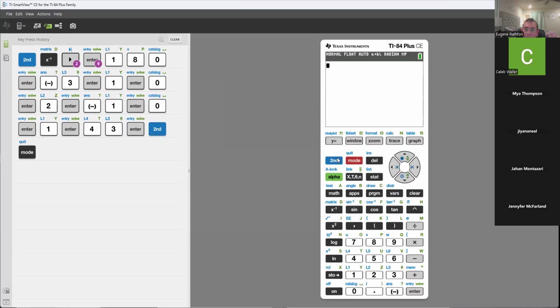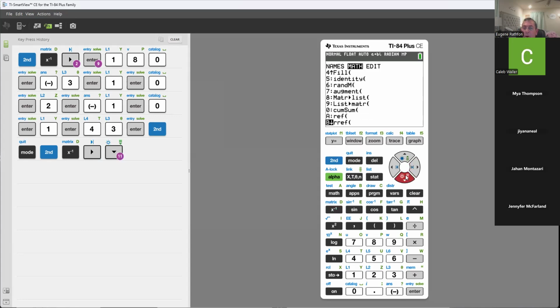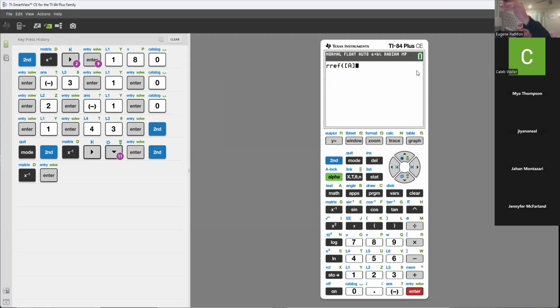All right, next I'll get the RREF by hitting second, x -1, arrow over and highlight math, and then arrow down and get RREF, hit enter, and then hit second, x -1 to get that matrix by hitting enter. All right, remember the right side, the right column will be the answers from top to bottom in alphabetical order. And y'all, there you go. There's my 27, 83, and 70. So these aren't bad. You'll get those answers either way.